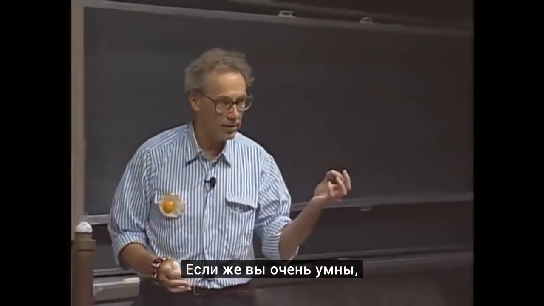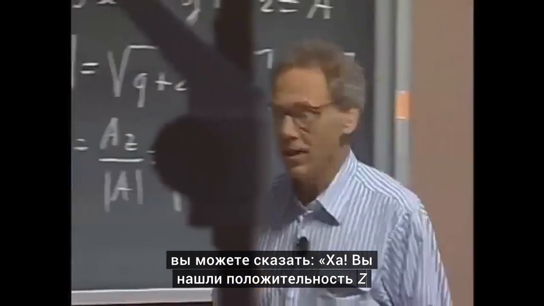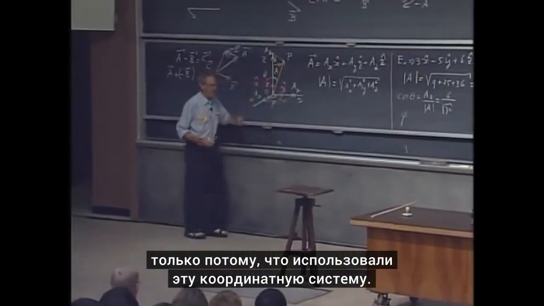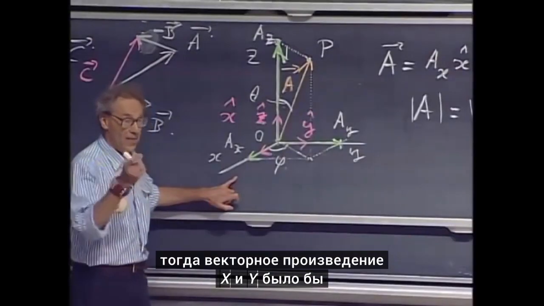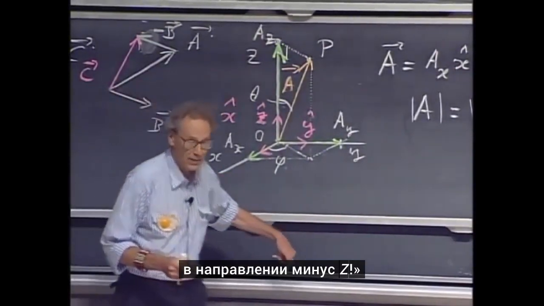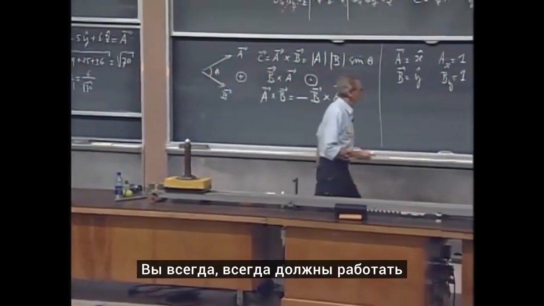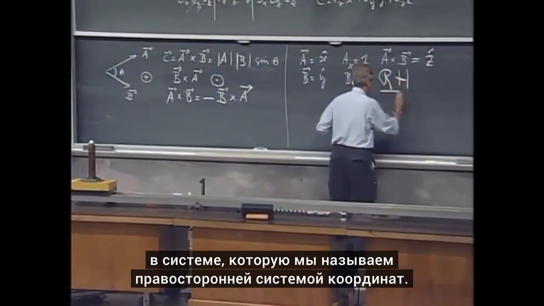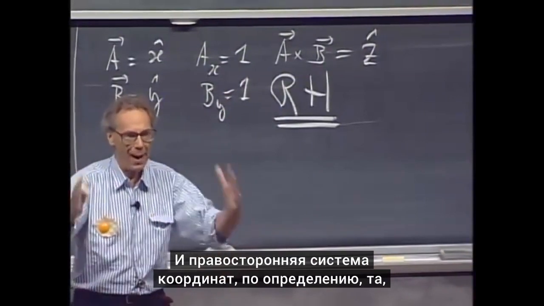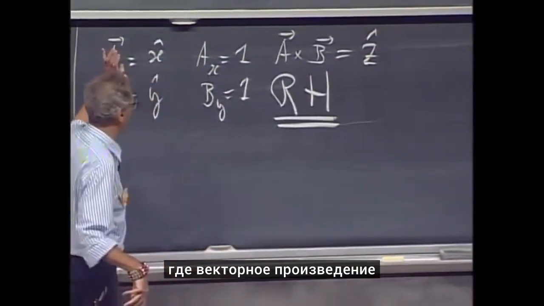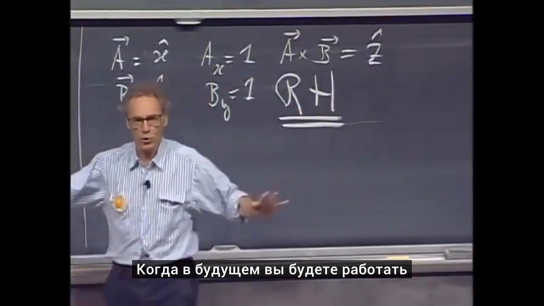Now, if you are very smart, you may say, aha, you find plus z only because you have used this coordinate system. If this axis had been x and this one had been y, then the cross product of x and y would be in the minus z direction. Yeah, you're right. But if you ever do that, I will kill you. You will always have to work with what we call a right-handed coordinate system. And a right-handed coordinate system, by definition, is one whereby the cross product of x with y is z, and not minus z.